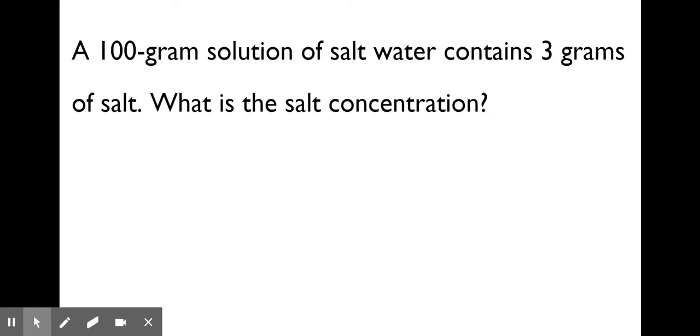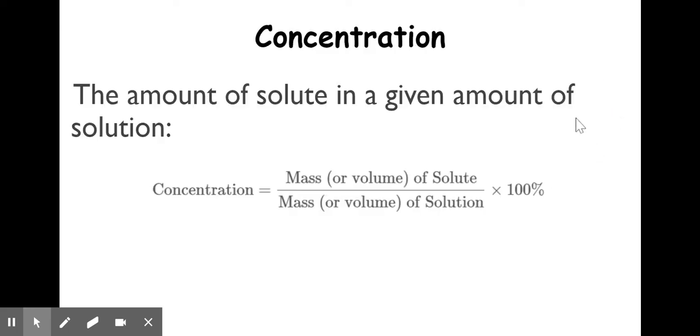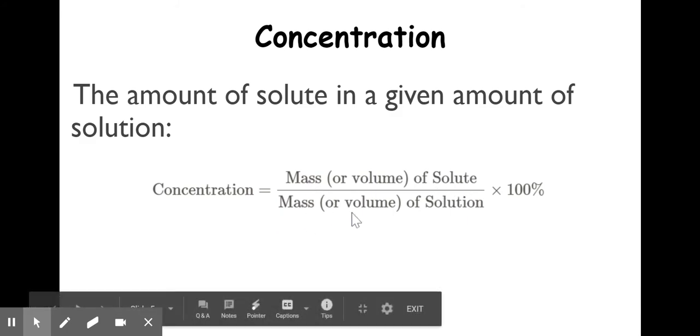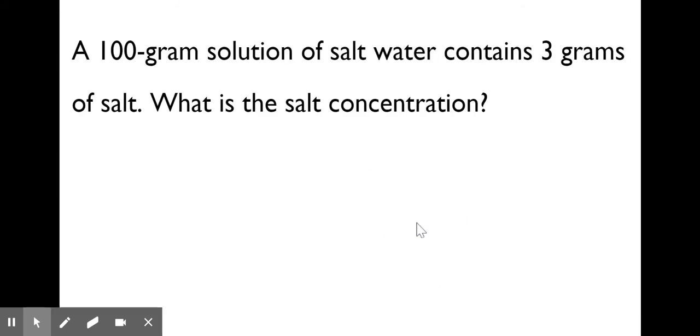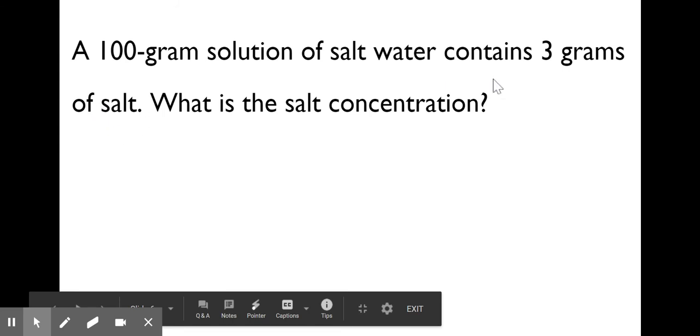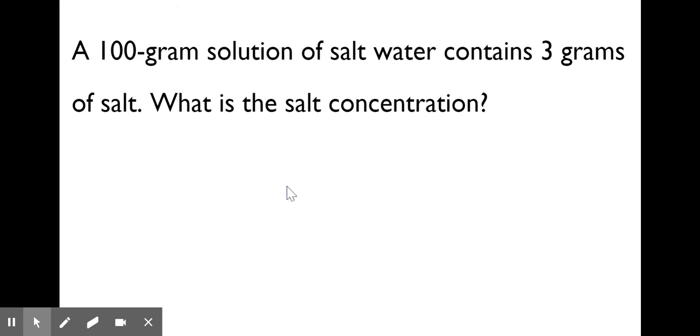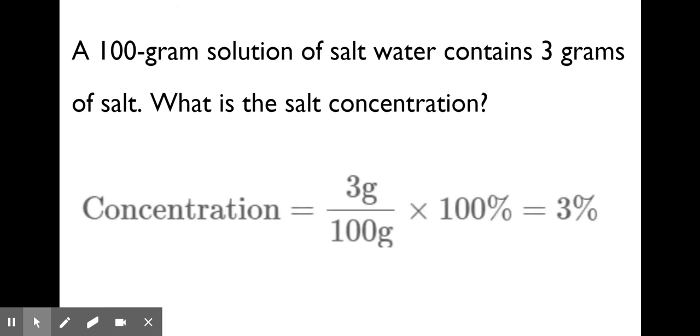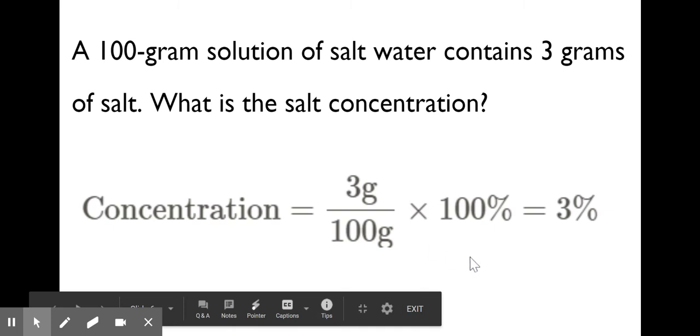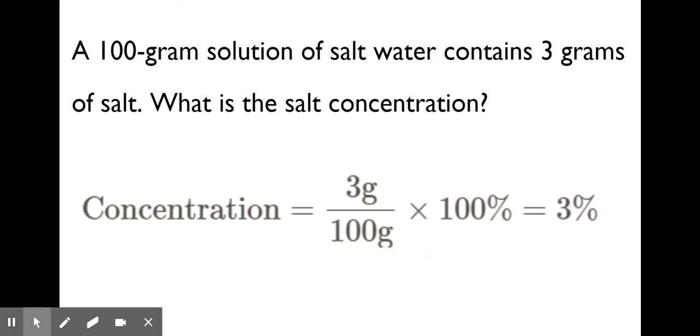Okay, so for example, if I say a 100 grams solution of salt water contains 3 grams of salt, what is the salt concentration? We know the equation is mass of solute divided by mass of solution. The solute is salt, which has 3 grams, and the total solution is 100 grams. So you use 3 divided by 100, and then make sure you multiply by 100%. That gives us the percentage. So it's 3%. That's the concentration of salt in this solution.